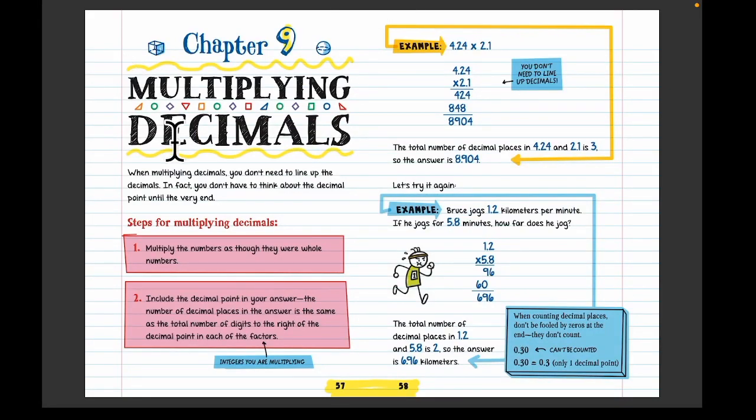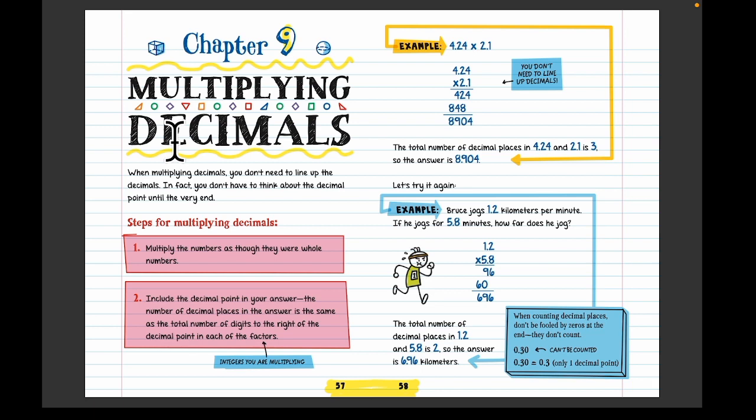Chapter 9, Multiplying Decimals. When multiplying decimals, you don't need to line up the decimals. In fact, you don't have to think about the decimal point until the very end. The steps for multiplying decimals. Step 1, multiply numbers as though they were whole numbers. Step 2, include the decimal point in your answer. The number of decimal places in the answer is the same as the total number of digits to the right of the decimal point in each of the factors.